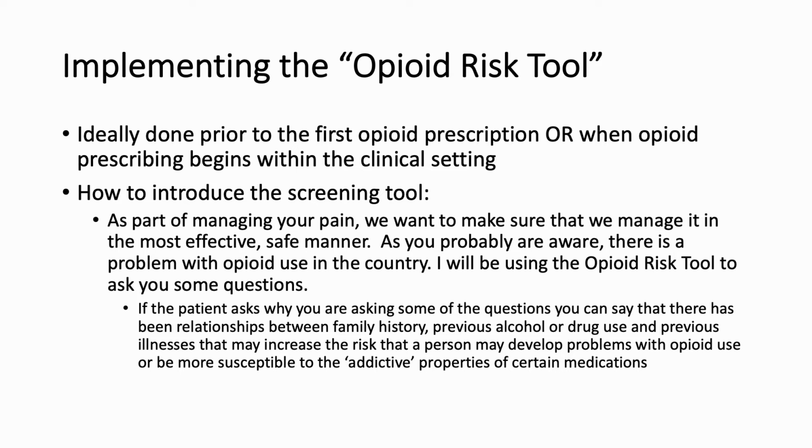As you're aware, there's problems with opioid use, and I will be using this tool to ask you some questions. And you can just tell them there's been relationships between family history, previous history of alcohol or drug use, or illnesses that may increase the risk that a person may develop problems with opioid use.